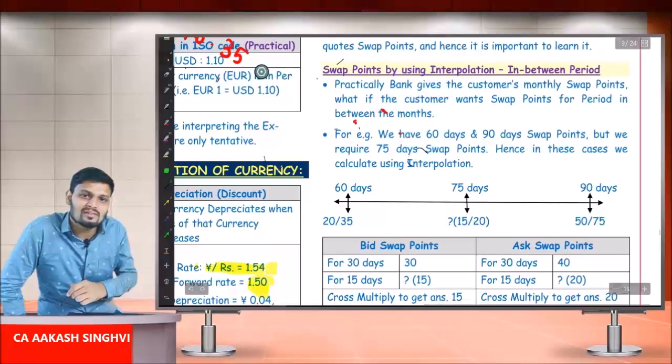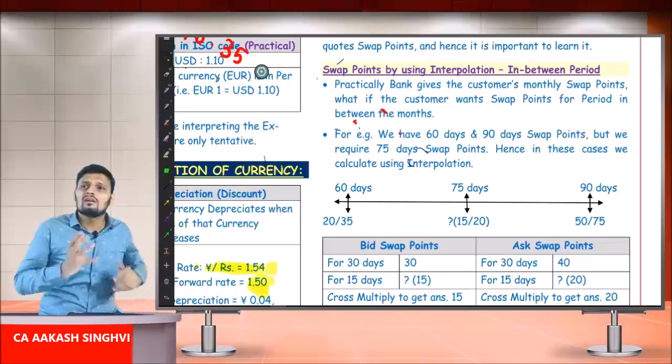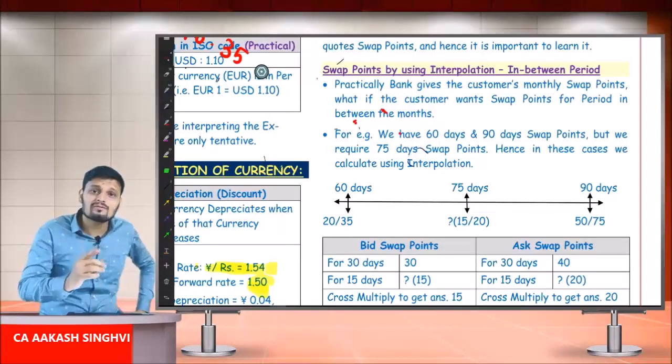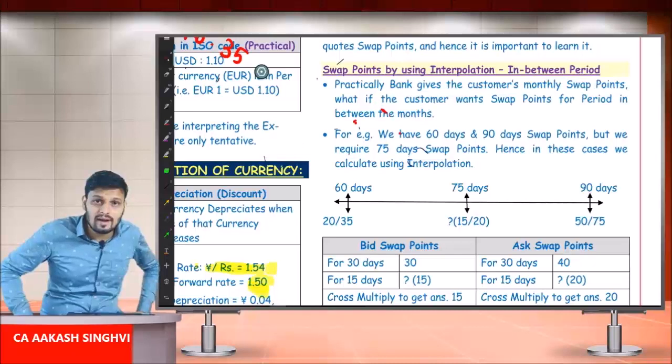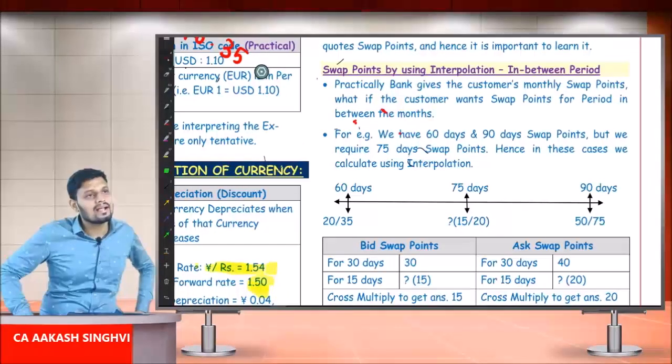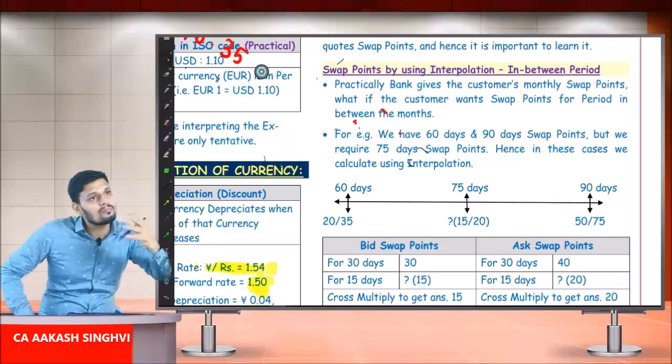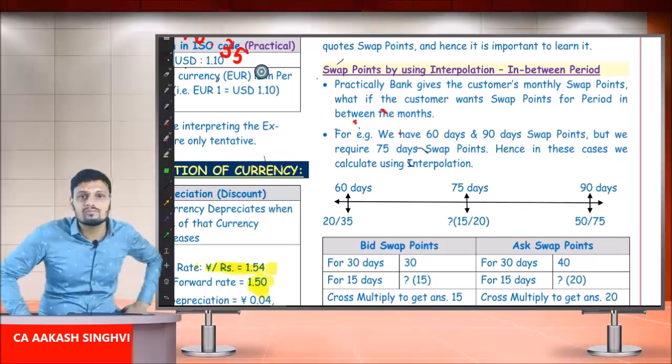Say you are an importer, and you want to buy dollars after 75 days. When you go to the bank, the bank tells you that we have swap points for 60 days and swap points for 90 days. You now compute what will be the swap point for 75 days. We don't have it.